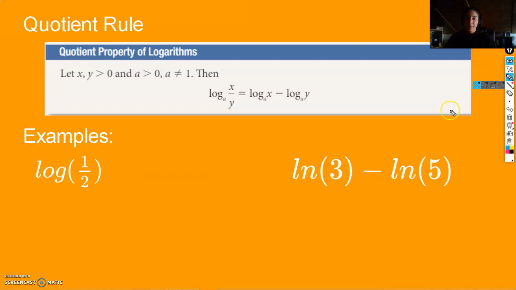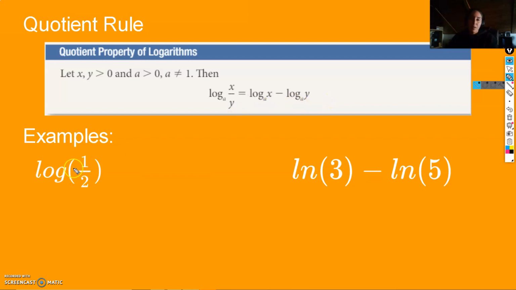Our last property is the quotient property of logarithms. So kind of same setup. Let x and y be greater than 0 and a greater than 0 such that a is not 1. This is just making sure we don't have a base of a log that's 1. Then log base a of x divided by y. So remember when it was x times y, it split into a sum. Now it's x divided by y, it's going to split into a difference. Okay, so division and subtraction kind of always go together. So x divided by y splits into log of x minus log of y.